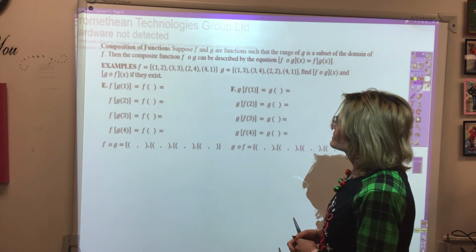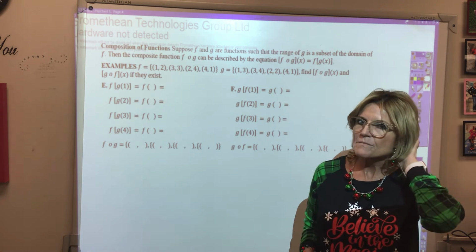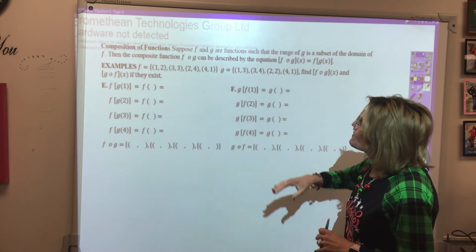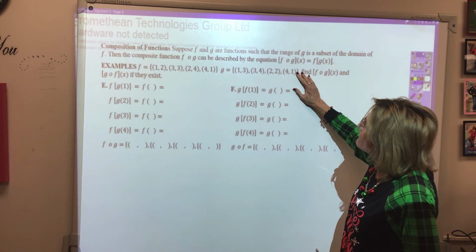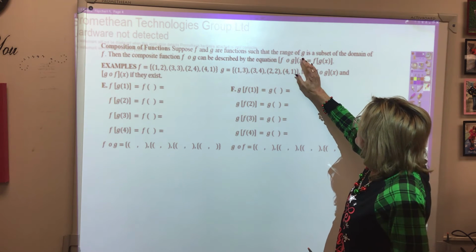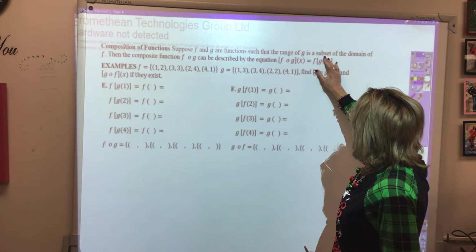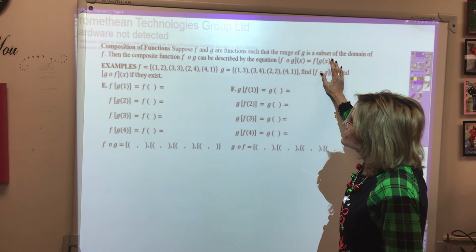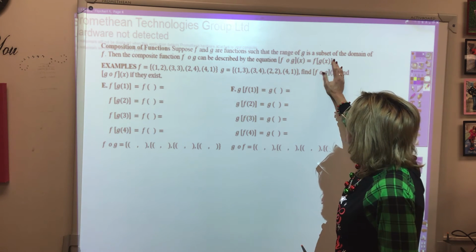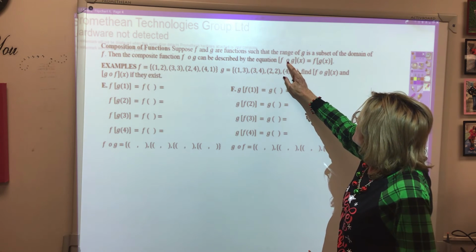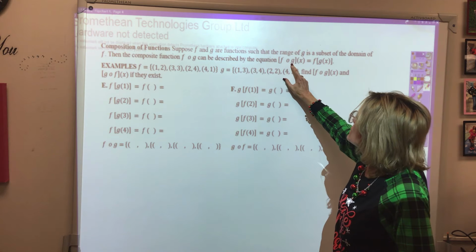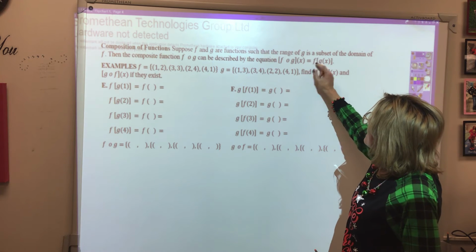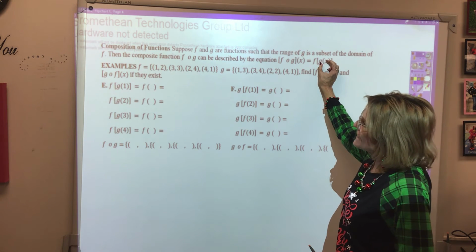The composition of functions. So this may be a little tricky to start with, but I'll go slow and explain along the way as needed. The composition of functions reads: suppose f and g are functions such that the range of g is a subset of the domain of f. Then the composite function f of g can be described by the equation f, that's not fog, it's f of g of x is equal to, and this is how you write it, you put f and then your input is your g of x.